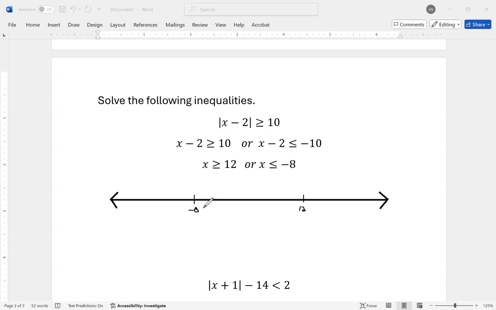What these two inequalities are saying is that x could be any number bigger than 12, and that would give me a true statement. By the way, it could also be equal to 12, so technically when I draw a circle around 12, I should fill it in on the number line. And then I'm going to shade to the right. Similarly, with -8, x can be less than or equal to -8. So I'd fill in a circle on the number line.